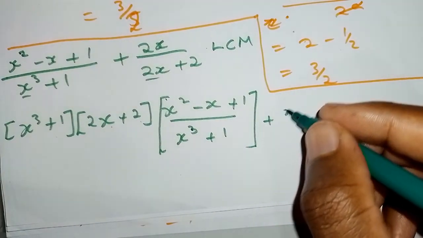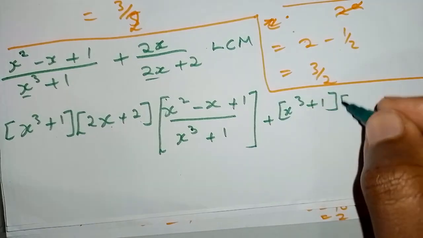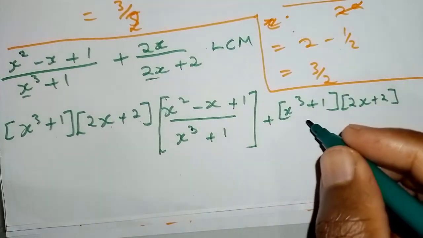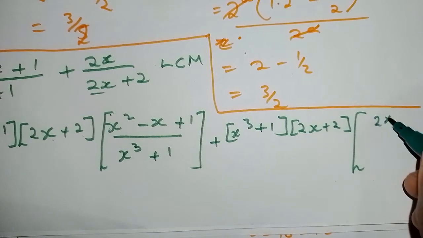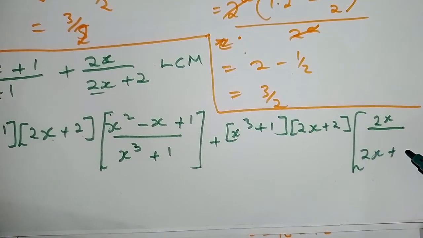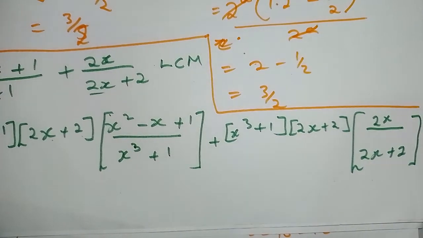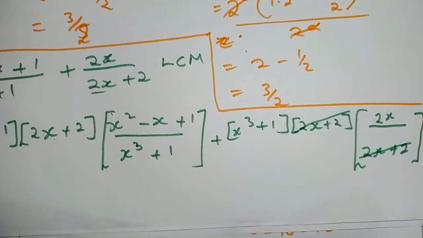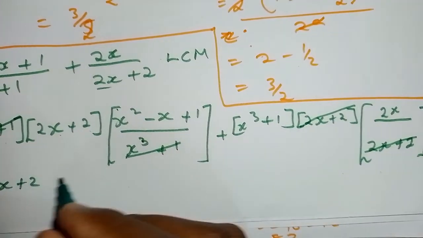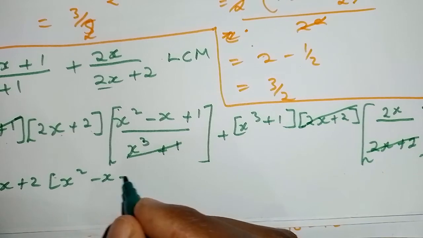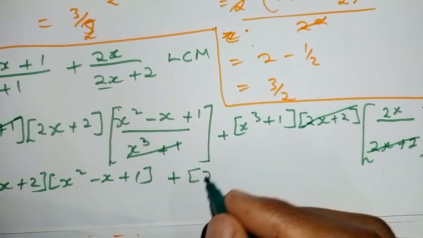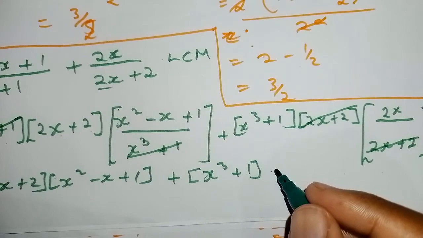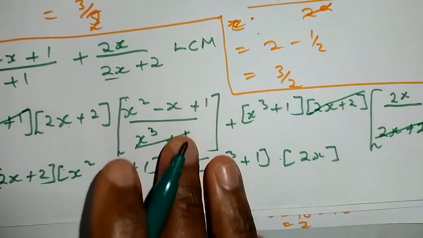There. Then plus x cubed plus 1, 2x plus 2, okay. Then here I'm going to have 2x all over 2x plus 2. There, right? But if you can check, these are going to cancel, and these are going to cancel, right? We're going to have 2x plus 2 into x squared minus x plus 1, right? And then plus into x cubed plus 1 into 2x, right? You can see that now.